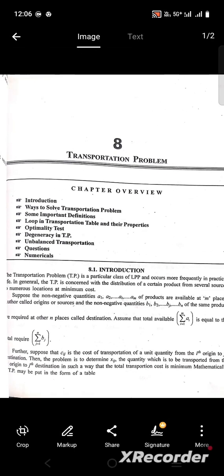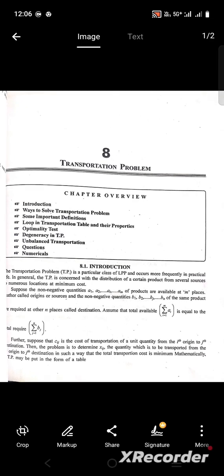First we have seen the basic definition of the transportation problem. The transportation problem is a particular class of linear programming problem and occurs frequently in practical life. In general, the transportation problem is concerned with the distribution of a certain product from several sources to several locations at minimum cost.